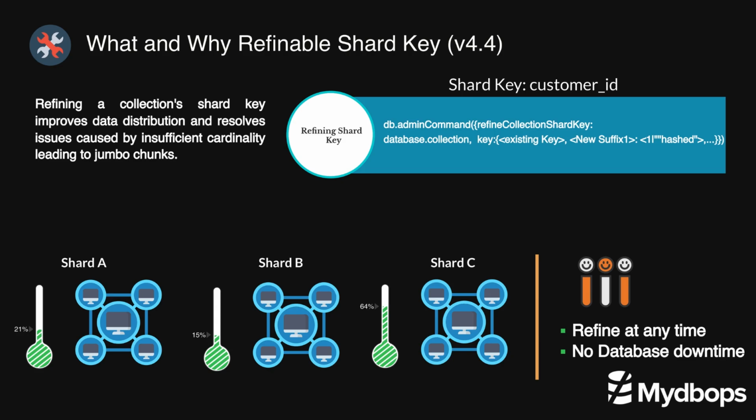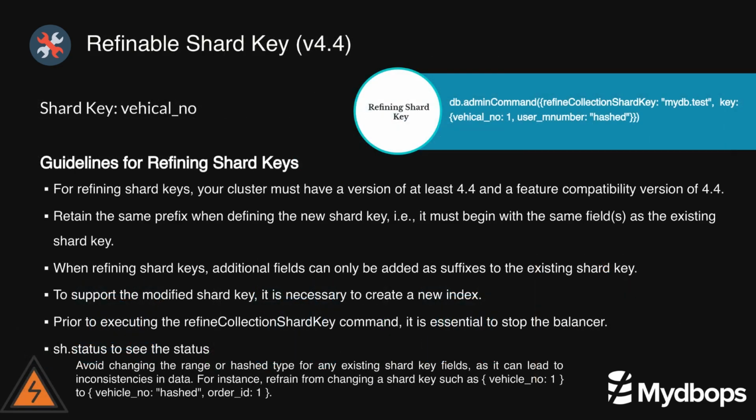And I can do the live migration without taking any downtime. Guideline of refinable shard key: you need to be on 4.4 and your feature compatibility version of Mongo also 4.4. And you need to make sure the index is created before you go for a new shard key. Previously mobile number was the shard key. Now you are saying mobile number, comma, timestamp, so you need to create a new index before going for this one.